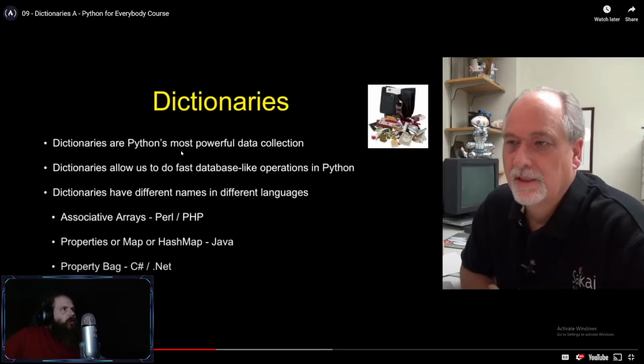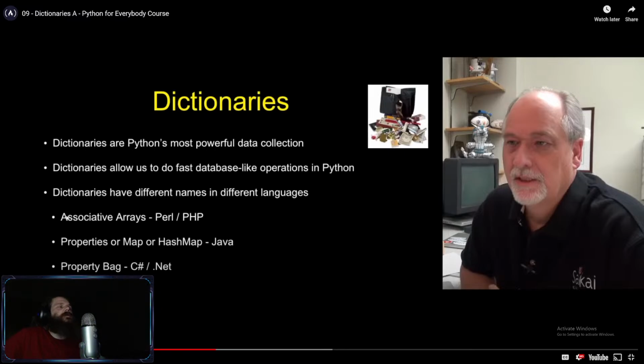Dictionaries. Dictionaries are Python's most powerful data collection. Dictionaries allow us to do fast database-like operations in Python. Dictionaries have different names in different languages. Associative arrays, Perl, PHP, properties or map.